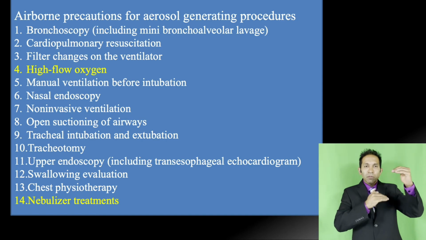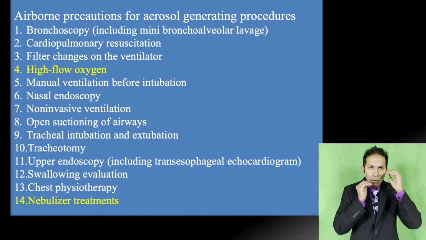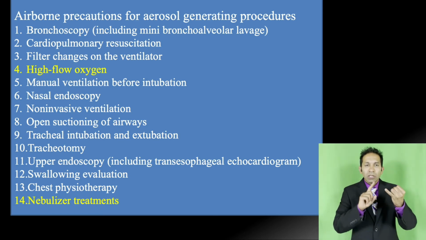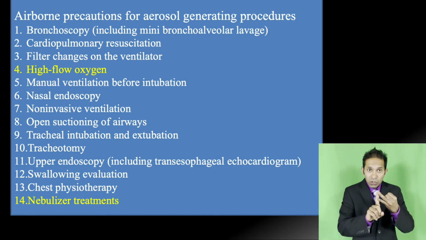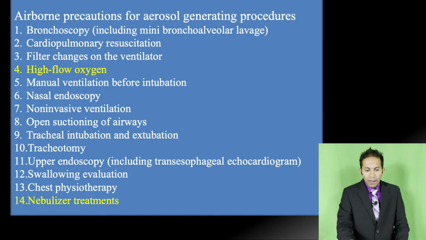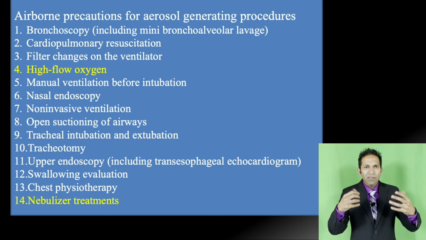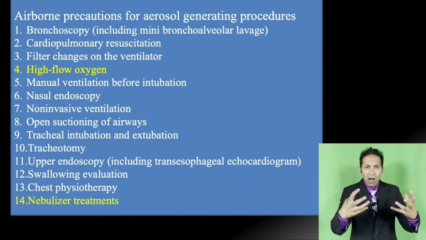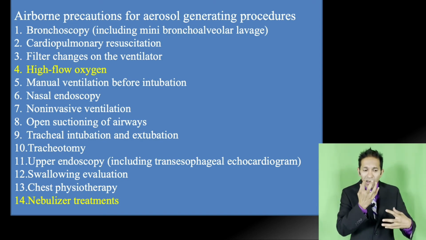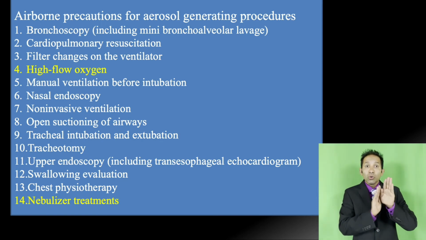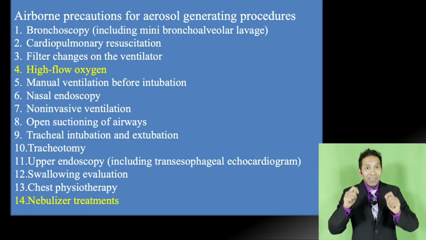So for these 14 procedures, if the patient is getting them and the patient has COVID infection, the healthcare worker should wear an N95 mask. They should have contact precaution. They should have airborne precaution. Most of the patients in our hospital who have COVID-19 infection are typically on high flow oxygen. So most of the time in our hospital, we wear an N95 mask. If the patient is not getting these 14 procedures, you can get away with a surgical mask. The risk of generating aerosol is very, very low.